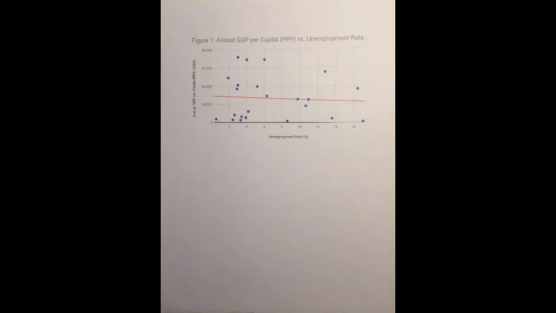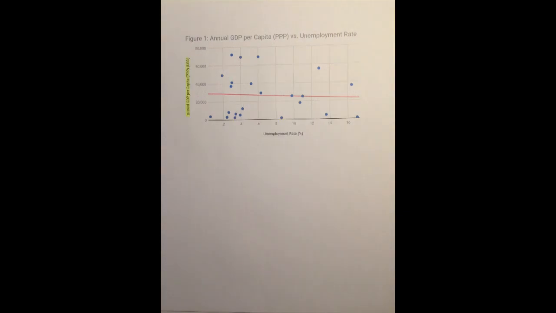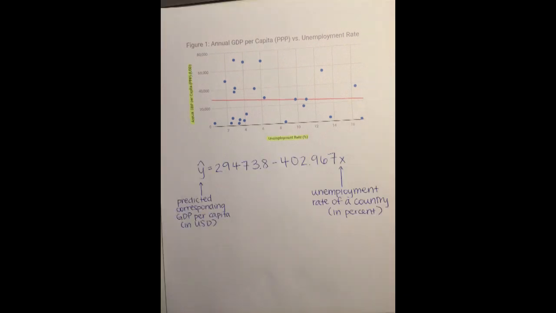The data points were plotted on a scatter plot with GDP per capita as the dependent variable and unemployment rate as the independent variable. The least squares regression line generated from the set of data is given as y hat equals 29,473.8 minus 402.967x, where x is the unemployment rate of a country in percent, and y hat is the predicted corresponding GDP per capita in US dollars.